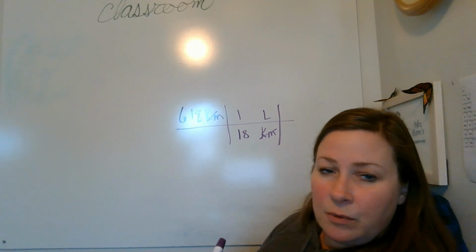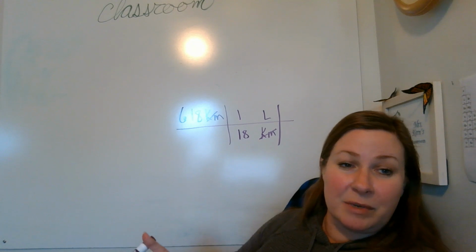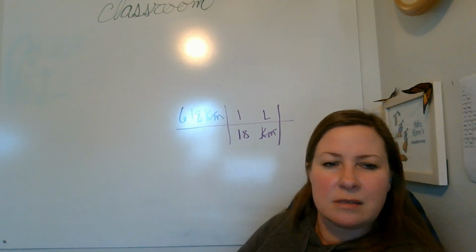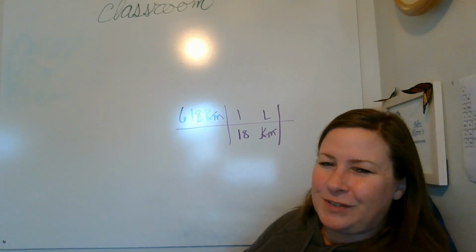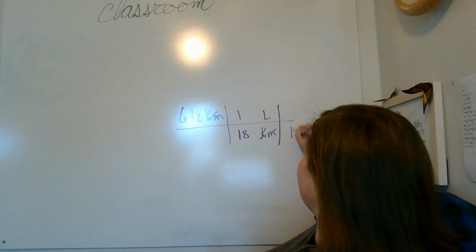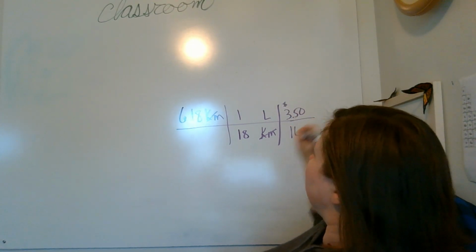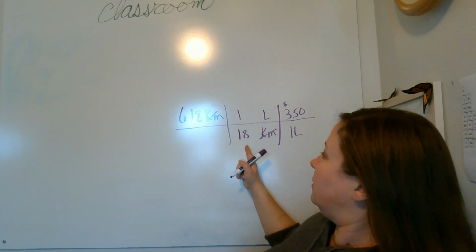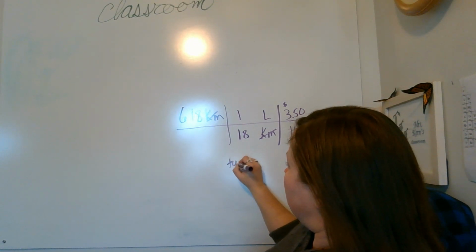And now we can use our fuel price, which of course varies. And fuel efficiency varies by car too. So, these are just estimates. That's okay. $3.50 per liter. 1 liter, $3.50 goes here. And so we're going to take 618 times 3.50 divided by 18 to get our fuel cost.